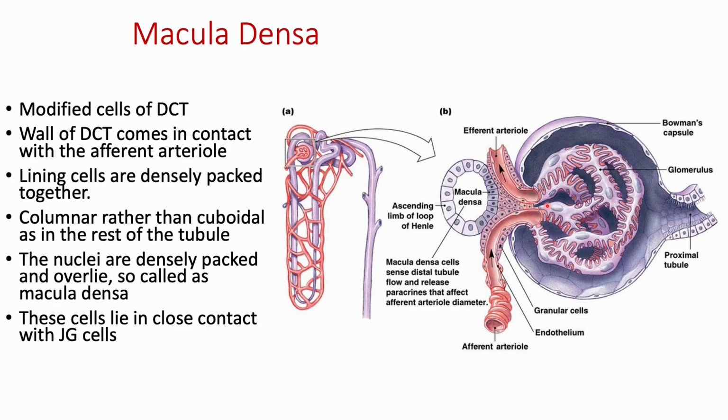Now the macula densa are the modified cells of the distal convoluted tubule. The wall of the distal convoluted tubule comes in contact with the afferent arteriole, and the lining cells here are densely packed, so it seems that these cells override each other. So we can see this area as a dark area, and the cells become columnar rather than cuboidal. The nuclei are so densely packed that they overlie each other. So we call it the macula densa. These cells lie in close contact with the juxtaglomerular cells.